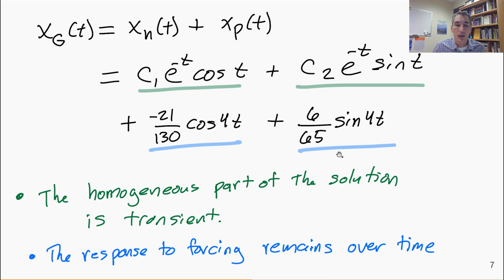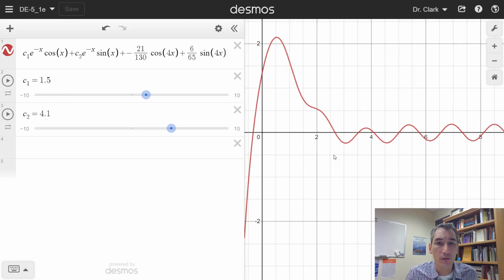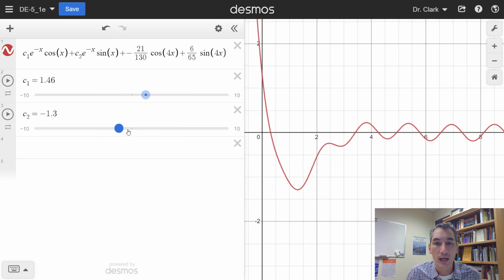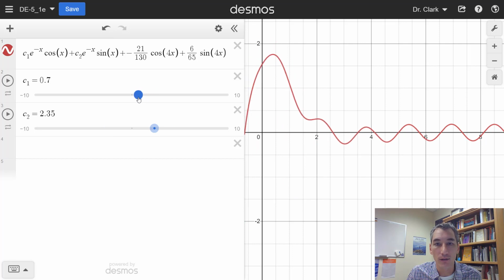So when we graph this, let me open up Desmos here and just show you the graph. Here I've got the homogeneous solution, here I've got the particular solution, added together. It doesn't matter what the initial conditions are on C1 and C2. I can affect the initial conditions, yes, but eventually these transient terms go away and I'm left with just a cosine of 4t, sine of 4t combination.